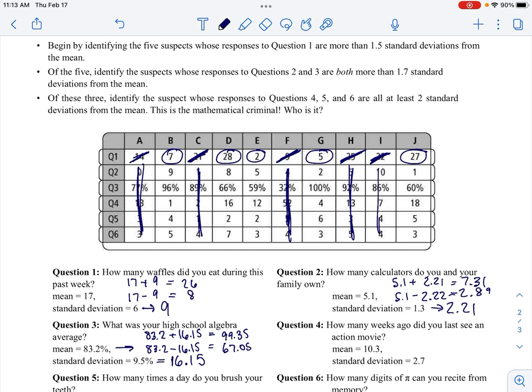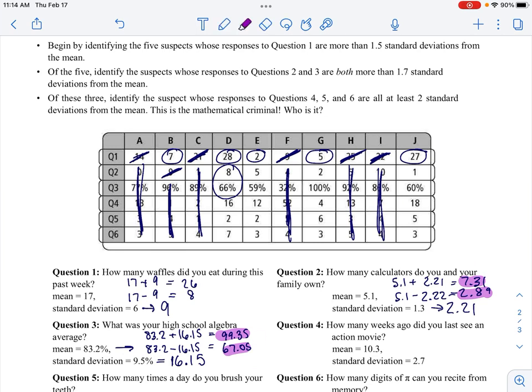I'm going to cross out the rest of these because they are no longer suspects. And they need to both be larger or smaller than these numbers. So suspect B, we have 9 on question 2. That is bigger than our range here. But 96 is within this range. So suspect B, no longer a suspect. Suspect D, we've got 8, that is bigger again, and 66 is smaller. So suspect D, still a suspect. These both make him a suspect.